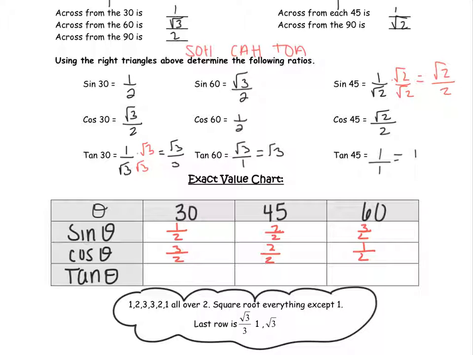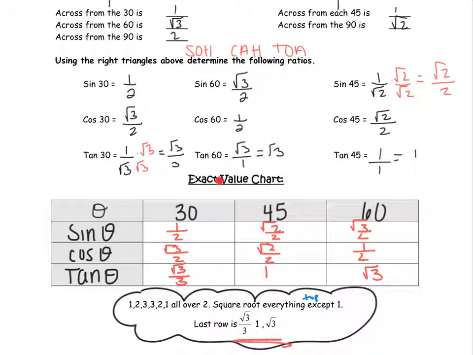Okay. Now square root everything in the top. I know it doesn't say top, but square root everything except 1. So square root everything in the top except 1, because the square root of 1 is just 1. So we get a radical 3, a radical 2, a radical 2, radical 3. And the last row is everything to do with the 3's. So we keep with the fraction. So rad 3 over 3, 1, and rad 3.